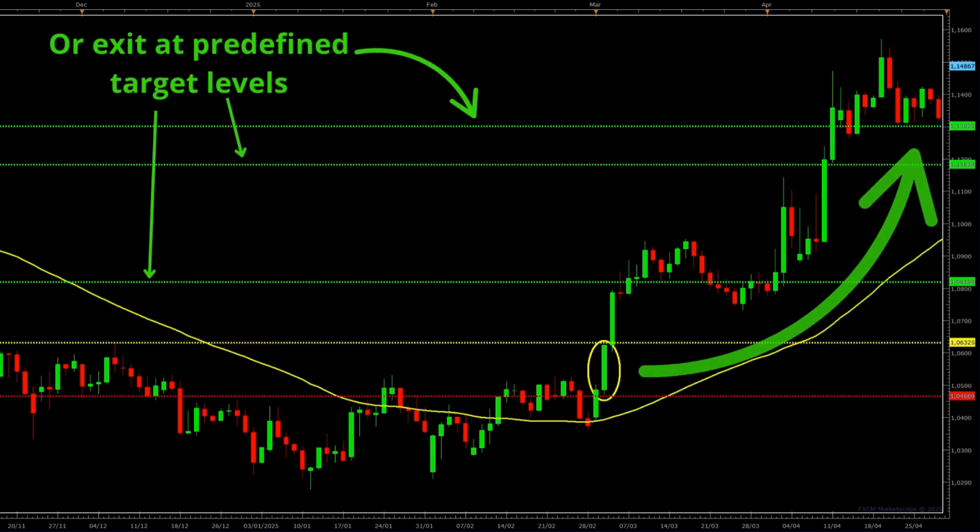Your second option is to exit at predefined target levels. These fixed targets should be placed at previous significant resistance zones. Using this method provides a structured approach, allowing you to consistently bank predictable gains at points where the market has historically reversed, without being exposed to a potential trend reversal.